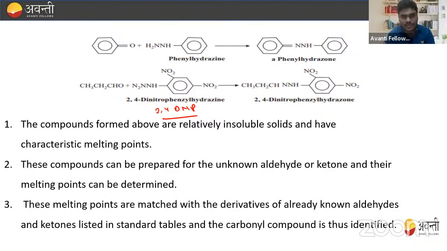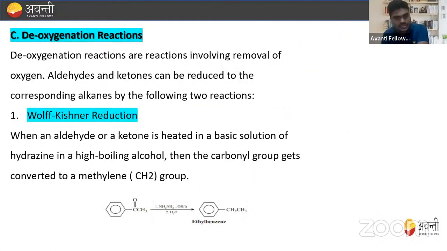Basically, the compounds formed above are relatively insoluble solids with characteristic melting points. So these compounds can be prepared from an unknown aldehyde or ketone, and their melting points can be determined. These melting points are matched with the derivatives of already known aldehydes and ketones listed in the standard table, and the carbonyl compound is thus identified. Right. So this is how you can identify.